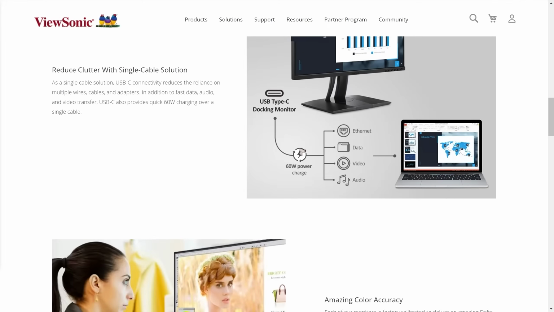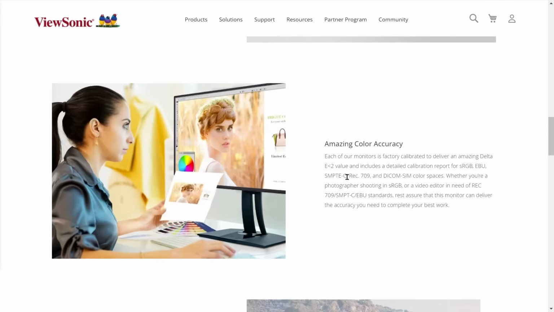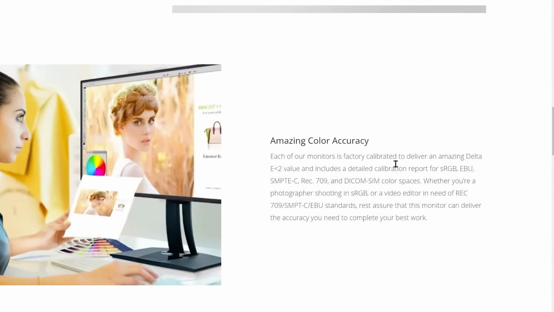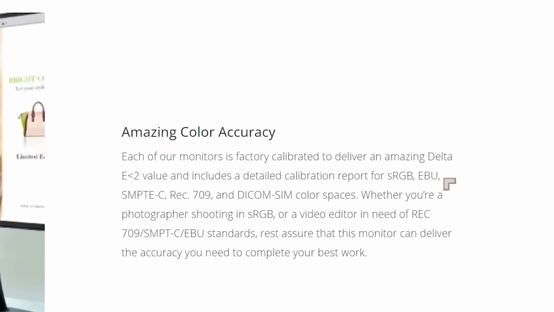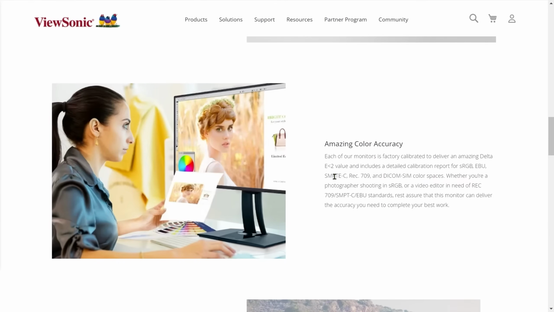We also have the other features that we've looked at before, the cabling with USB Type-C, and what they call amazing color accuracy. Each of our monitors is factory calibrated to deliver an amazing delta E of less than 2. That's a measure of color accuracy, and that's what you want for professional monitors: delta E of less than 2.